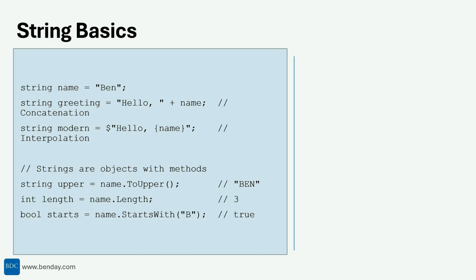Here's what confused me for months. Strings are reference types, but they act like value types. They live on the heap, but you can't change them after creation. Every change creates a brand new string. Once you understand this, so many weird behaviors suddenly make sense. Strings aren't just text storage, they're full objects with dozens of useful methods. And that $ sign syntax, string interpolation, is way cleaner than concatenation.